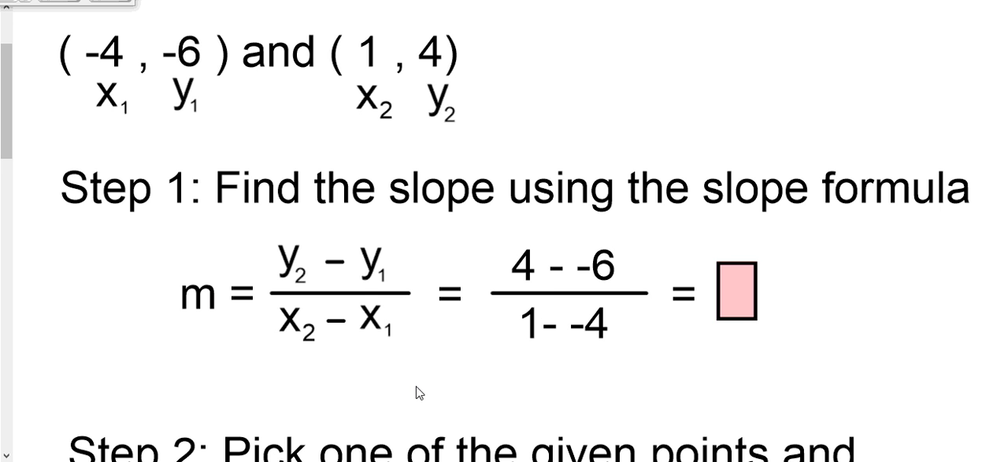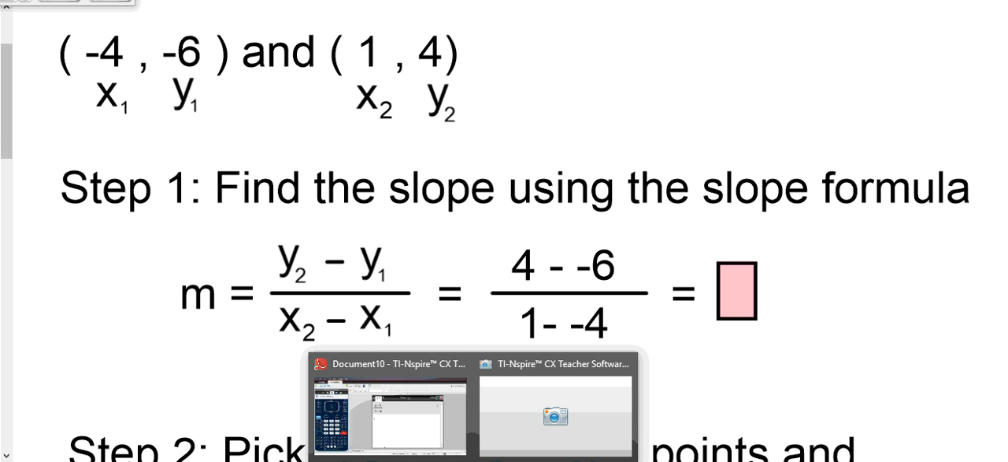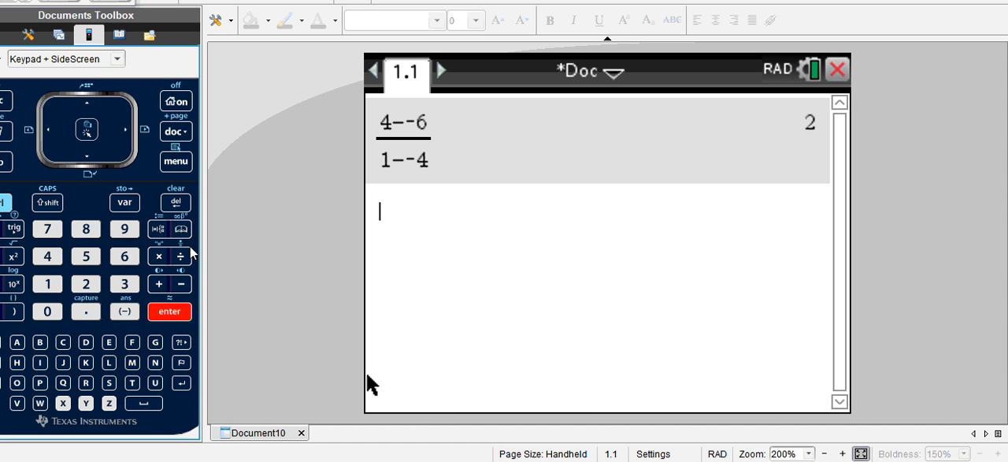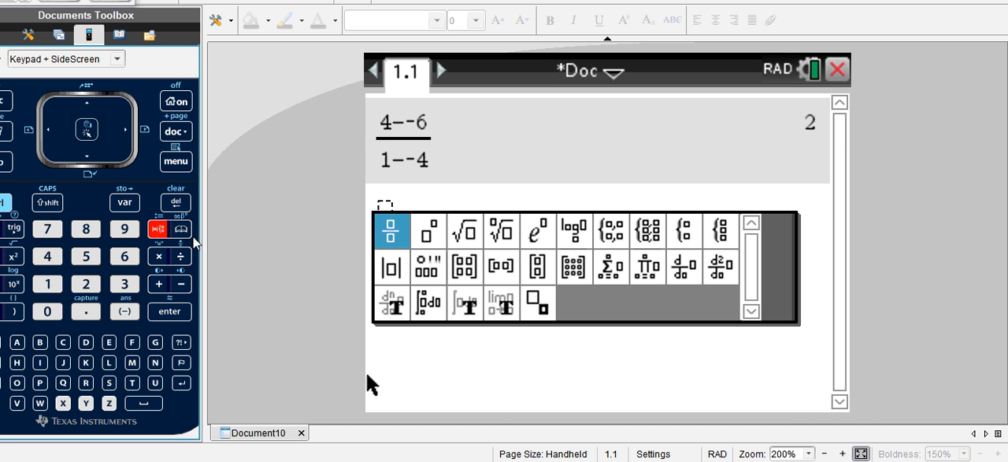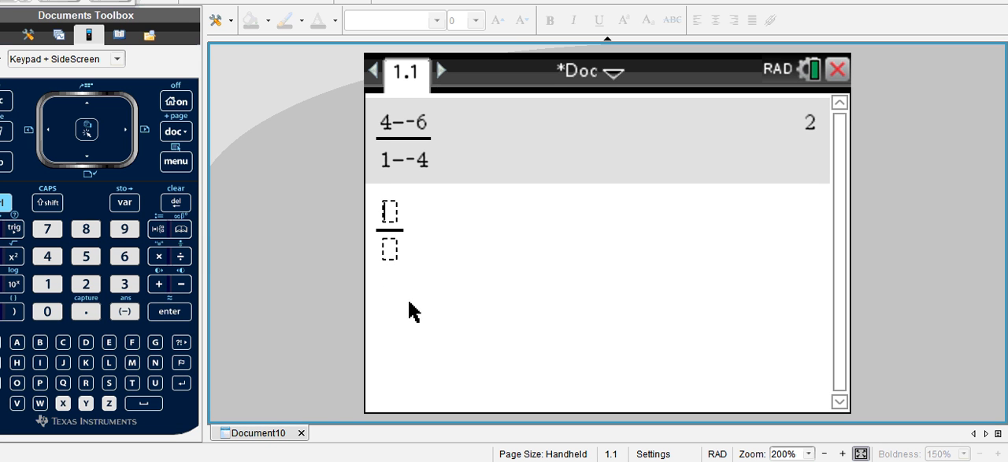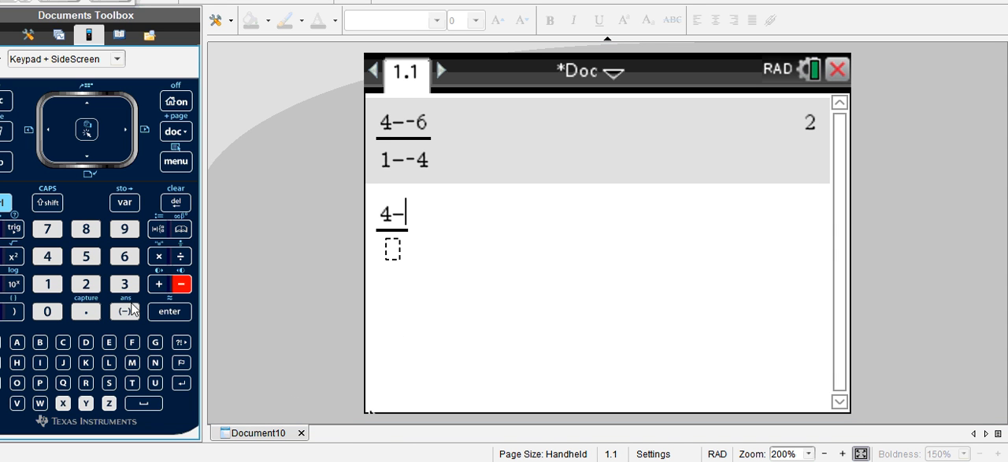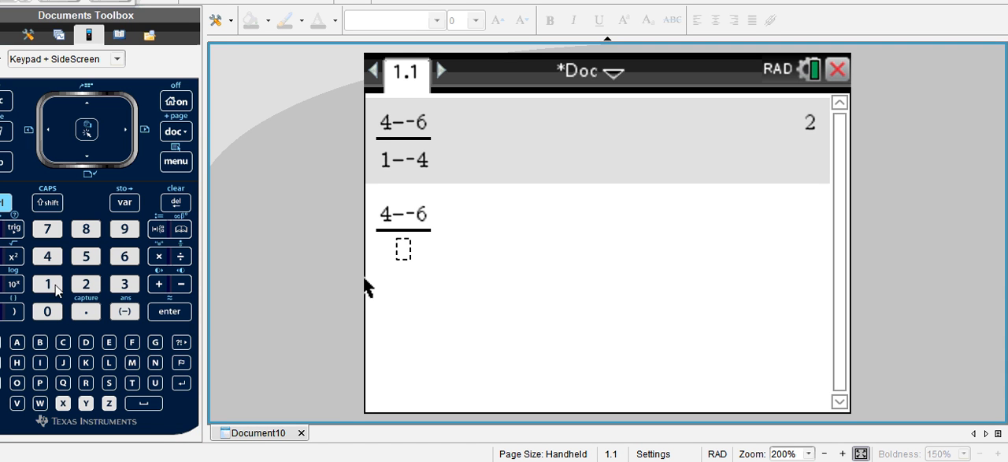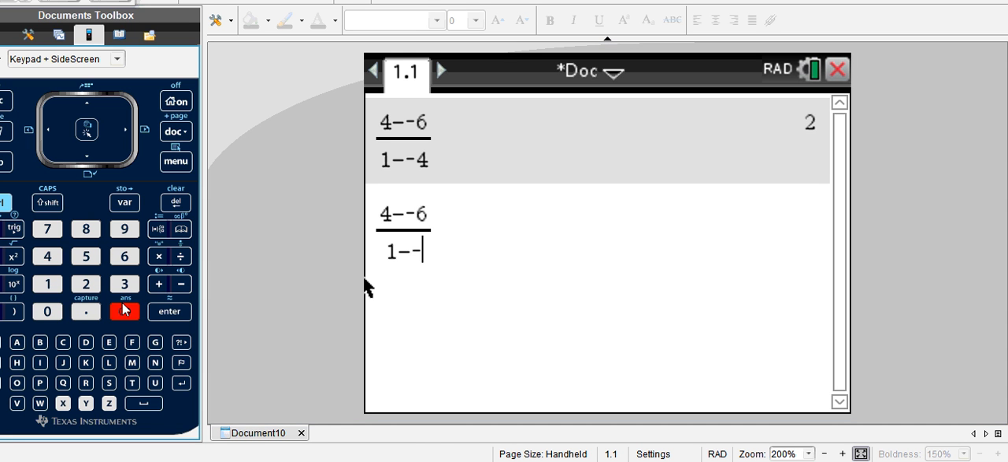And then the easiest way to do this is go ahead and take your calculator. I love this calculator. And get that fraction. It's right next to the 9. Get that on your screen, and now you can just plug in the top part, 4 minus -6. On the bottom, we've got 1 minus -4. And hit enter, and you can see it reduces and simplifies it. So we get a slope of 2 here.